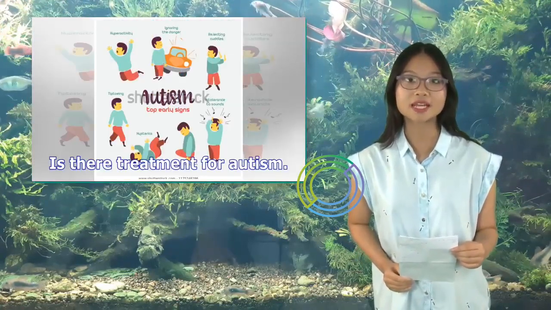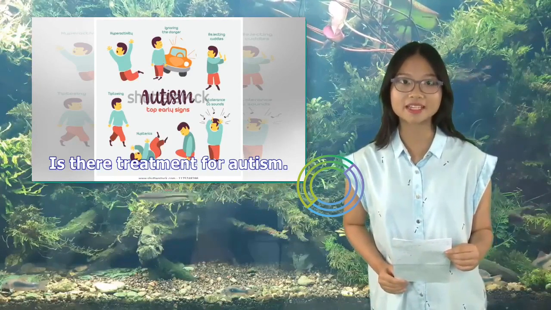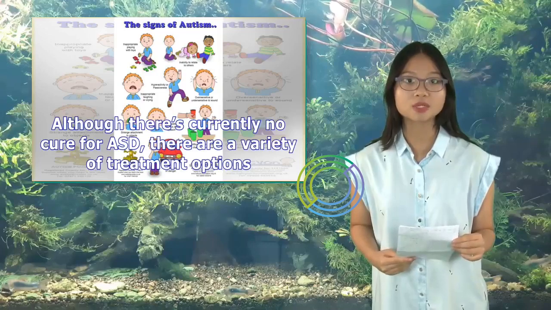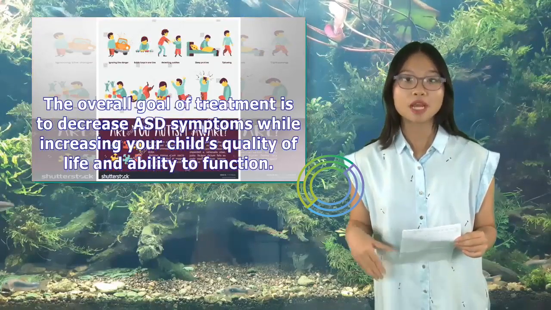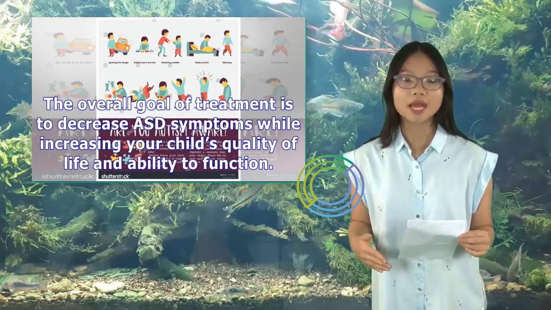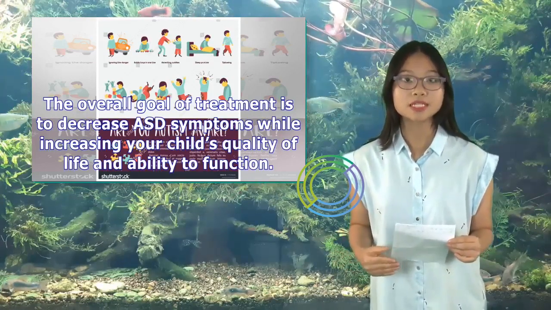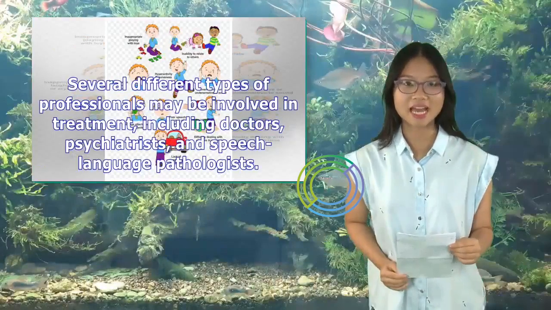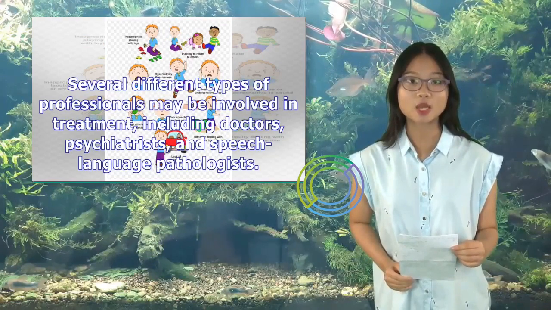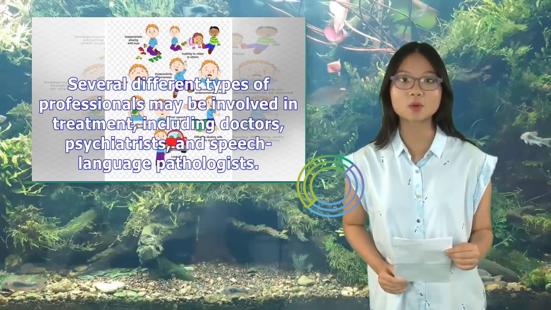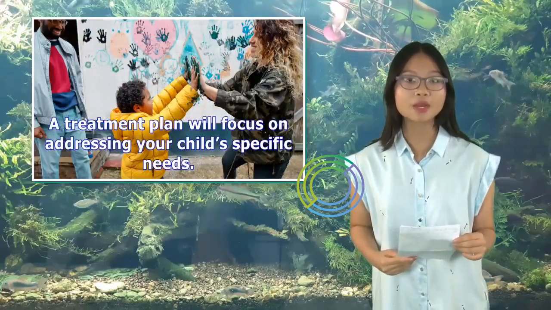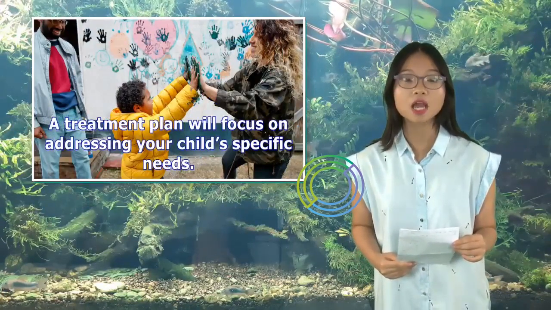Is there treatment for autism? Although there's currently no cure for ASD, there are a variety of treatment options. The overall goal of treatment is to decrease ASD symptoms while increasing your child's quality of life and ability to function. Several different types of professionals may be involved in treatment, including doctors, psychiatrists, and speech-language pathologists. A treatment plan will focus on addressing your child's specific needs.